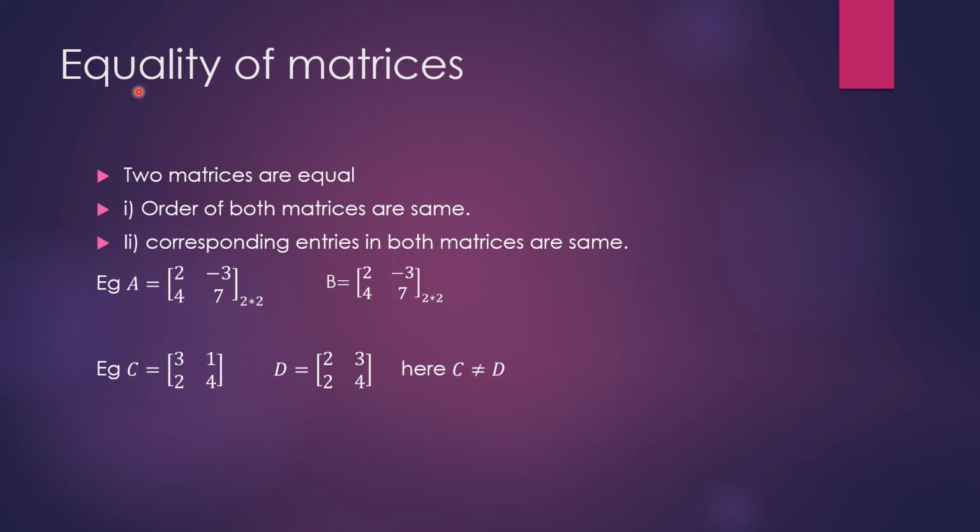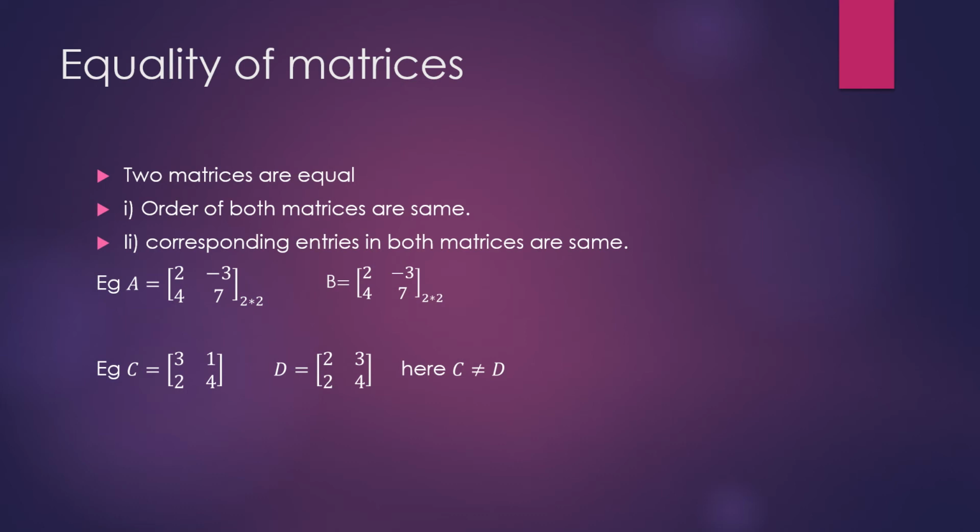Now, two matrices are said to be equal. First thing, the orders must be the same. Both should be 2 by 2, both should be 1 by 2, both should be 3 by 2, and also at the same time the corresponding entries must be the same. If you look at the A and B matrices, both have the same order and the corresponding elements are the same. See, 2, 2, 4, 4. So here A is equal to B. But if I talk about C and D, though the orders are the same, the corresponding elements are not the same. Here we have 3, here we have 2. So these corresponding elements are not the same. So C is not equal to D.